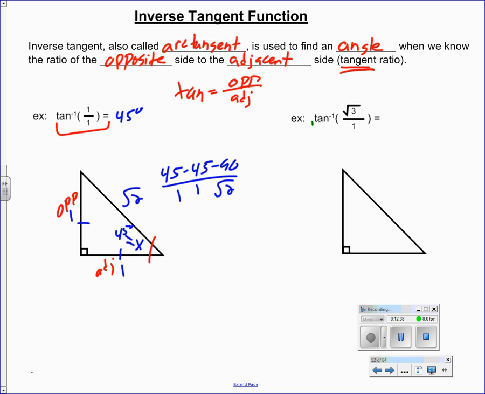Same idea on the second one. We have tan inverse square root 3 over 2. And if I mark off an angle here, I know the opposite side would be square root 3, and the adjacent side would be 1.